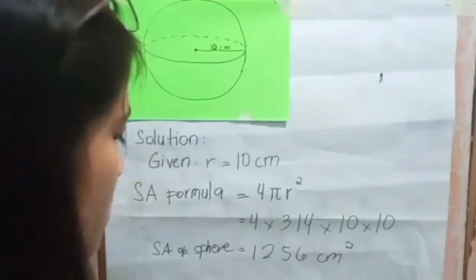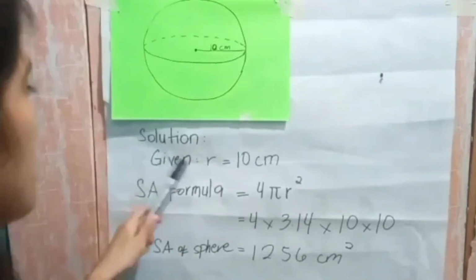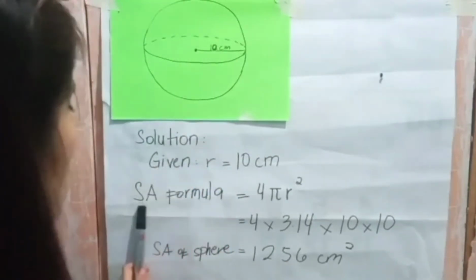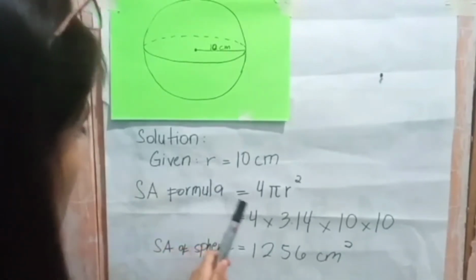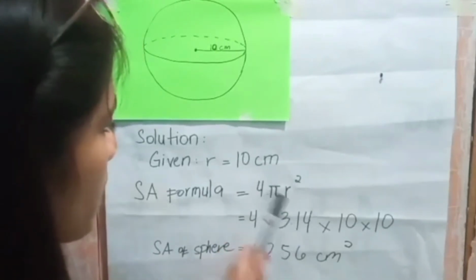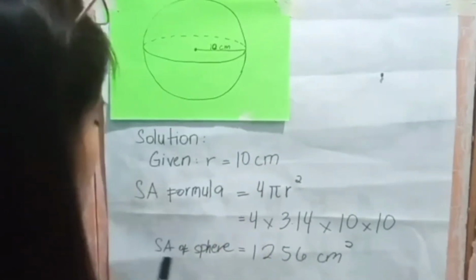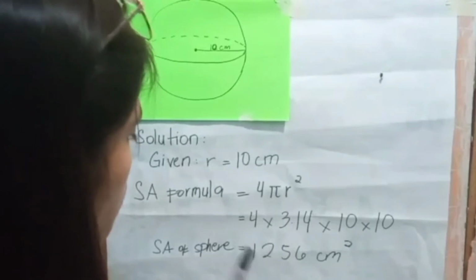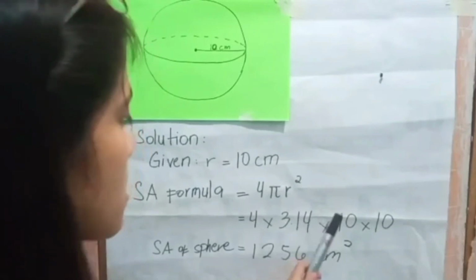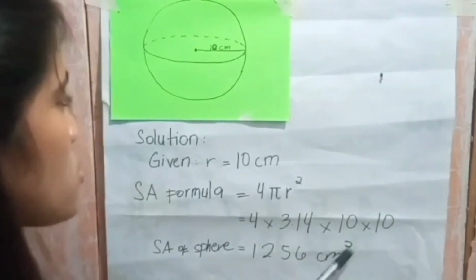So now let's have this example on how to get the surface area of a sphere. Solution. The only given in this problem is the radius, which is 10 centimeters. The surface area of a sphere is given by the formula 4 pi r squared, which is 4 times 3.14, the value of pi, times 10 times 10. SA of a sphere is equal to 1,256 centimeters squared.